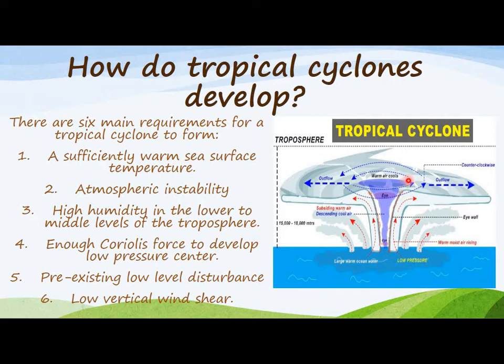And number 5, yan, pre-existing low level disturbance. So aside sa disturbance na meron tayo dito sa taas, no, dito sa ating troposphere, so syempre dapat dito rin sa baba, no, unstable din yung hangin, yan, matindi ang init, matindi ang humid, yan. And then last, yan, so we have low vertical wind shear.